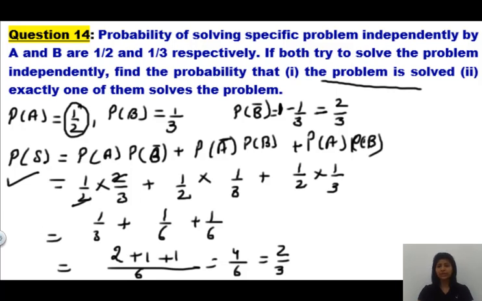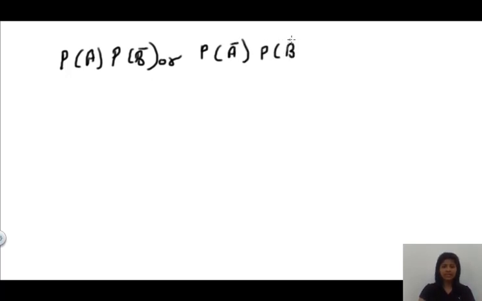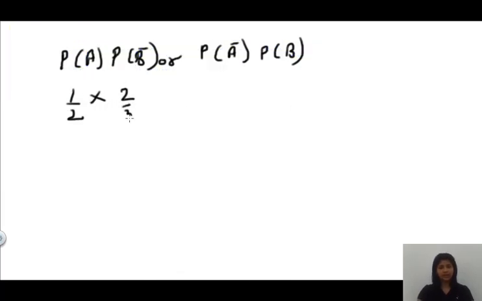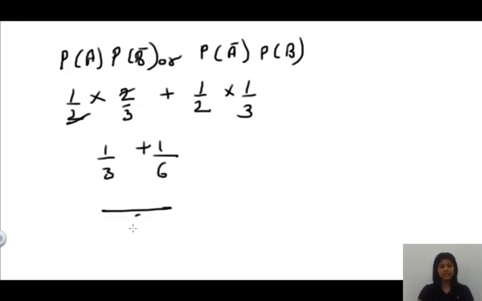Let us move to the next one. The second part says, as you can see, exactly one of them solves the problem. If one of them is solving the problem, that means either A is solving, B is not solving, or A is not solving, B is solving. That means exactly one of them is solving the problem. P of A is 1 by 2, not B as we calculated, we calculated it as 2 by 3. 1 by 2 into 2 by 3 plus not A, which is 1 by 2, into 1 by 3. Just solving this, 1 by 3 plus 1 by 6, taking the LCM as 6, you get the probability as 1 by 2 for the second part.